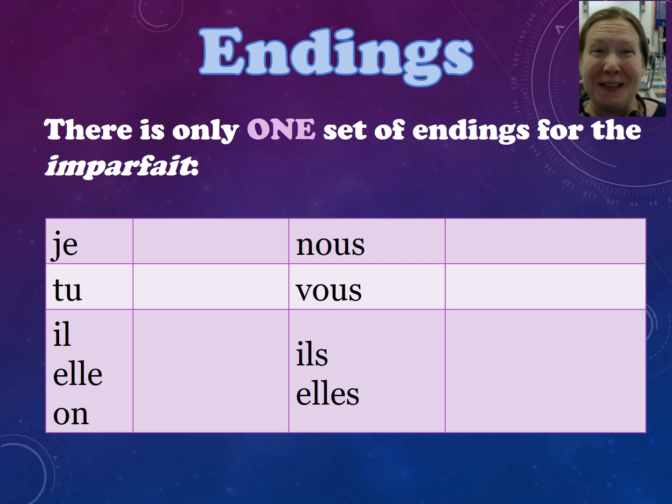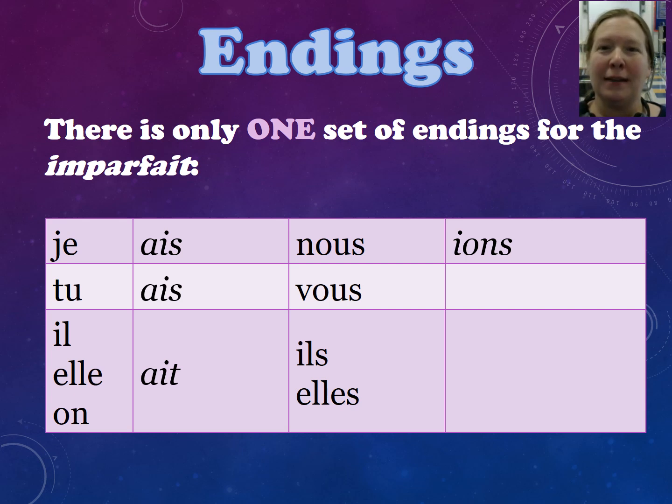So more good news. There's only one set of endings for the imparfait, so you don't have to worry about what type of verb it is. You're always going to put these endings on. Je is AIS. Tu is also AIS. Il, elle, on is AIT. Nous, IONS. Vous, IEZ. Il and elle plural, AIENT.